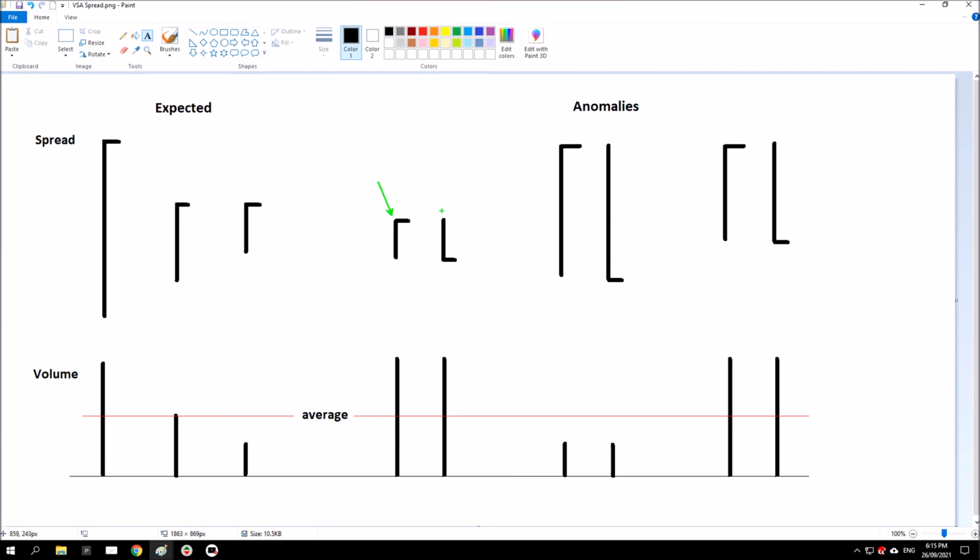Narrow spreads on high volumes are generally significant. You should take notice of them and watch for the response. If you haven't worked out straight away what might be happening, the response will generally tell you.